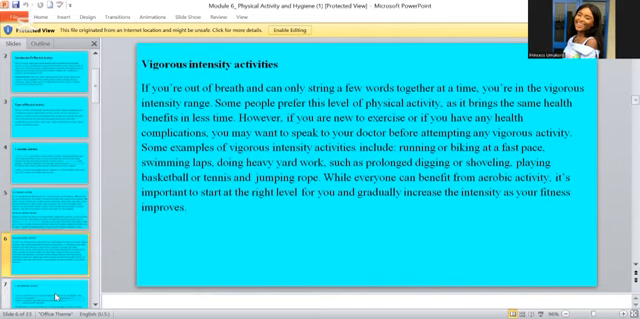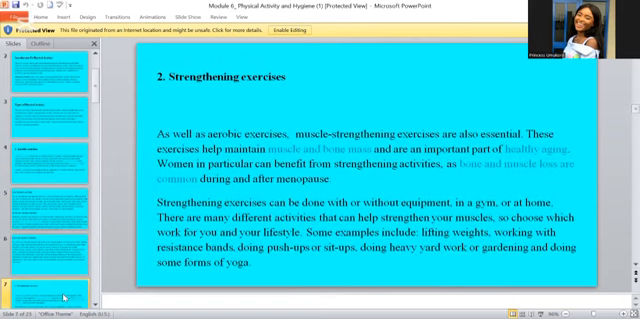Now, vigorous intensity activities. These are activities that will leave you out of breath, and you'll only be able to string a few words together at a time. This type of vigorous intensity activities includes running or biking at a fast pace, swimming laps, or doing very heavy work such as digging, shoveling, playing basketball, tennis, or jump rope.